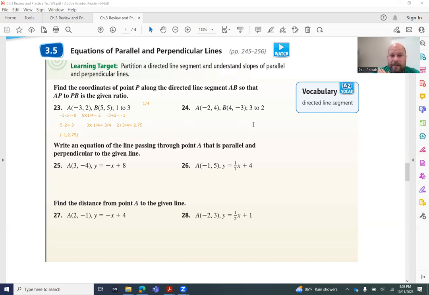Now we can do the same thing for the next one. So we're going to take, for 24, we have 3 to 2. So on this one, 3 plus 2 is 5. We're going 3 out of 5 units down the line. So that's the fraction I'm going to be using.